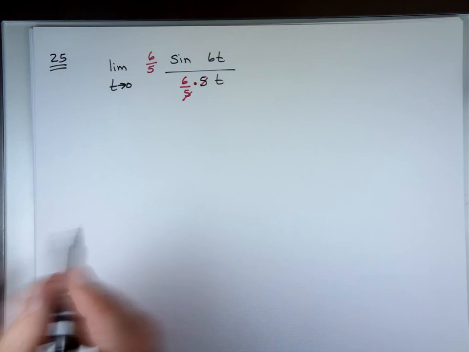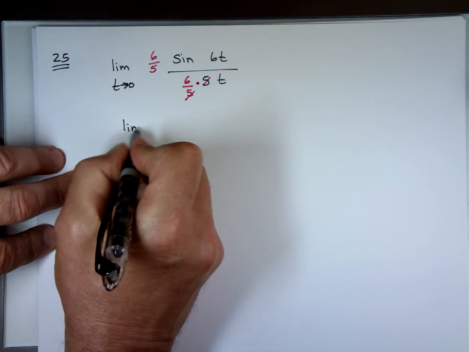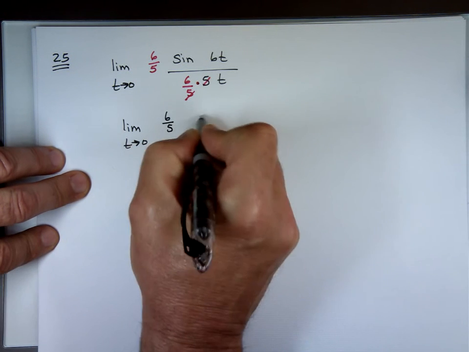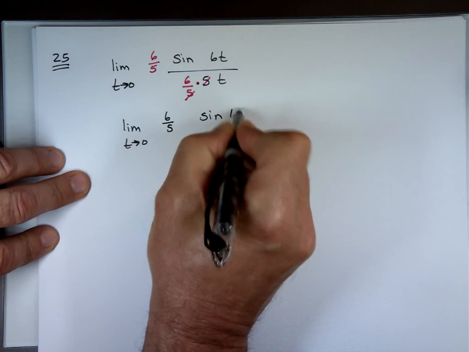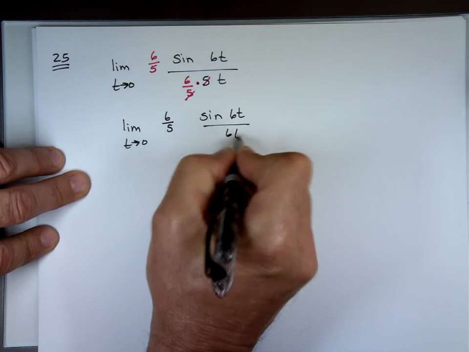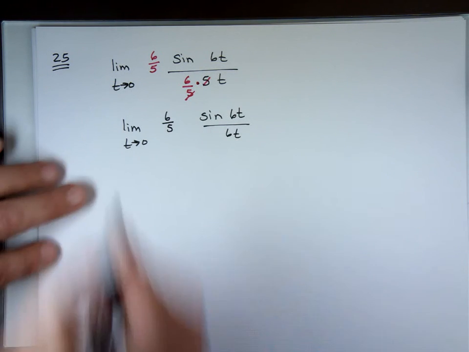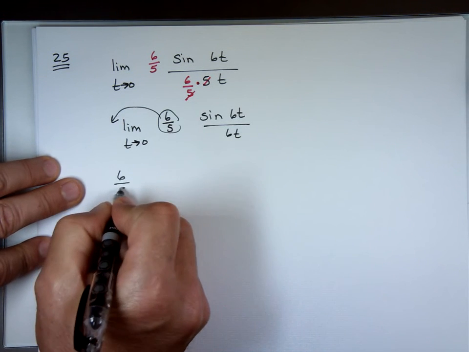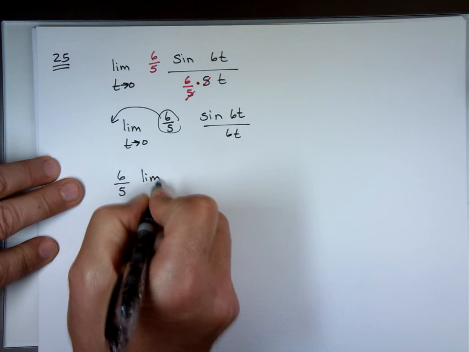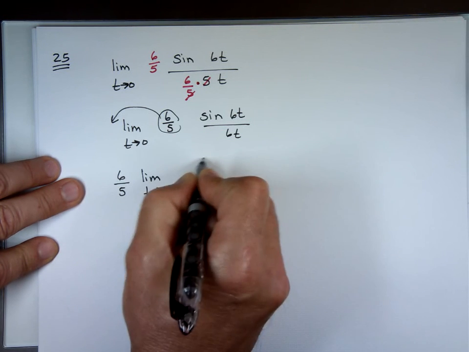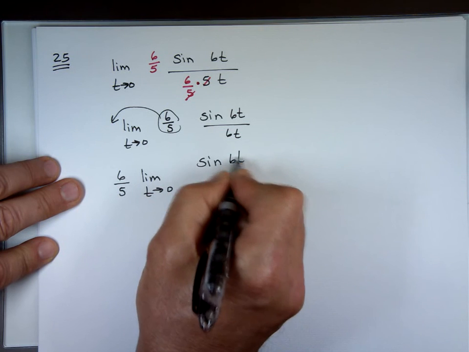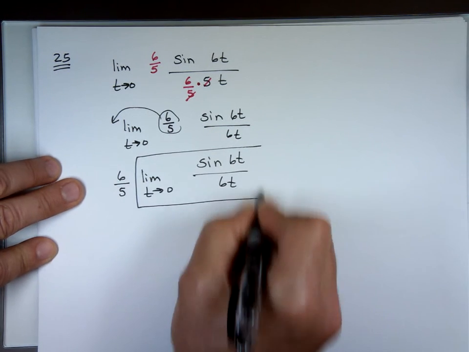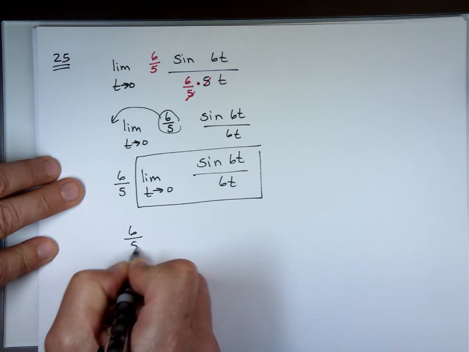So that becomes the limit as t approaches 0 of 6 over 5 times sine 6t over 6t. And the 6 over 5 will come right in the front. The limit as t approaches 0 of sine 6t over 6t. We know the answer to this is what? 1. And that's 6 over 5.